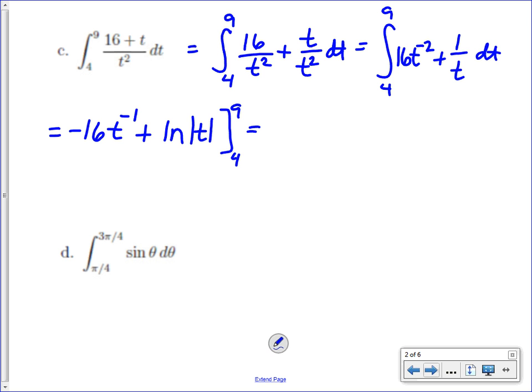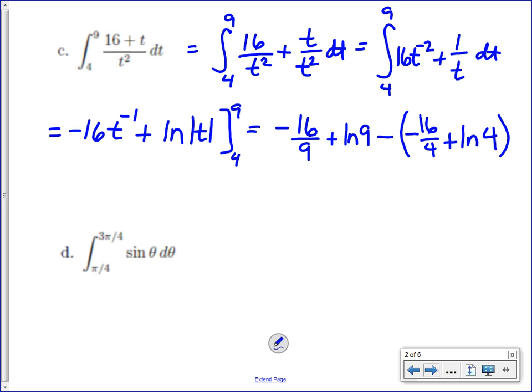All right. Then we are going to plug in our upper limit. So that'll become negative 16 over 9 plus the natural log of 9, okay, minus, we're going to plug in our lower limit. So we're going to get negative 16 over 4 plus the natural log of 4.